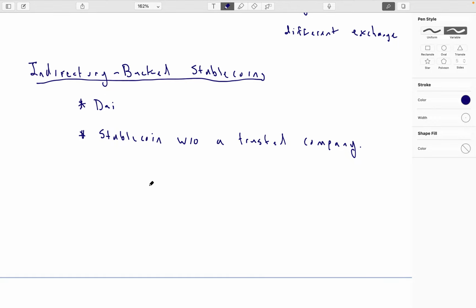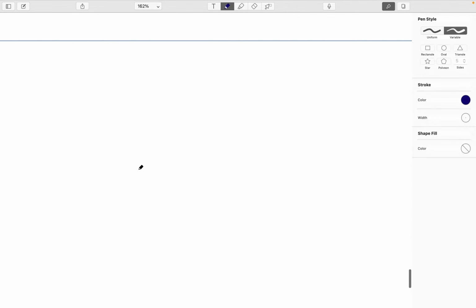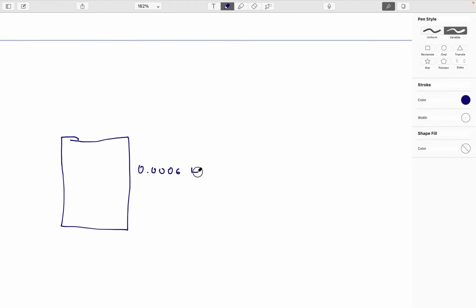Okay, and so the idea of DAI is you take some amount of Ethereum. So whatever, let's say this is 0.006. Let's add another zero, make it a little more realistic. And let's say that this is what $1 US is worth. Okay, so there's going to be no actual US dollars in this case.